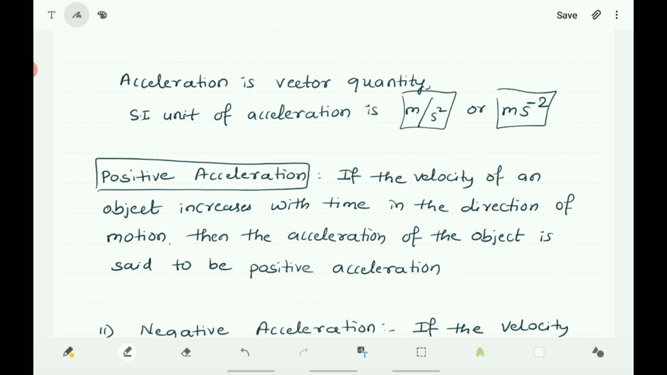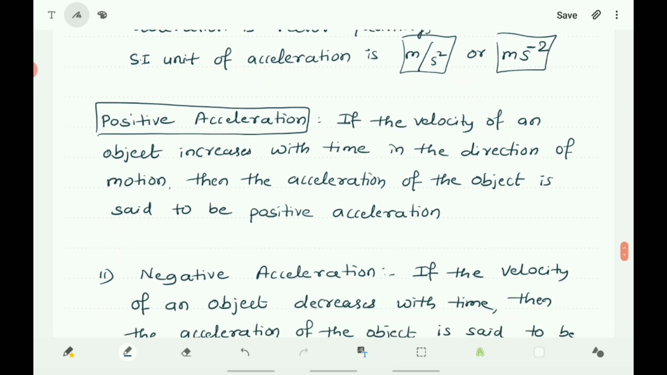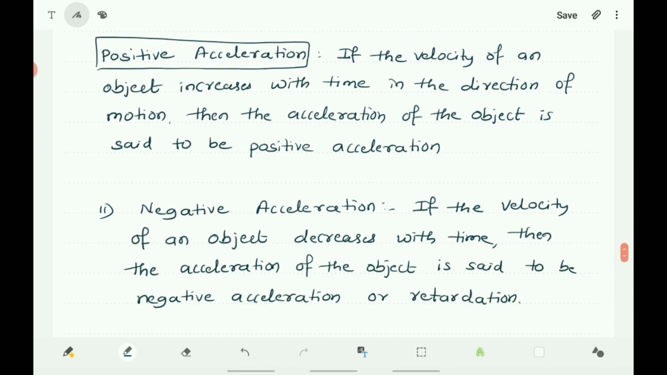If the velocity of an object increases with time in the direction of the motion, then the acceleration is said to be positive acceleration. That is the increase of velocity in the direction of the motion. And what is negative acceleration? If the velocity of an object decreases with time, then the acceleration of the object is said to be negative acceleration. The other name of negative acceleration is retardation. That is nothing but decrease in the velocity.